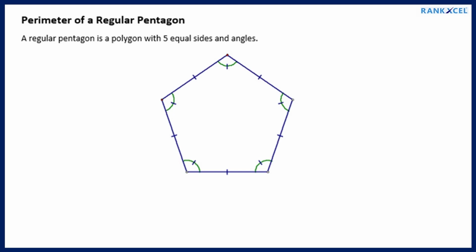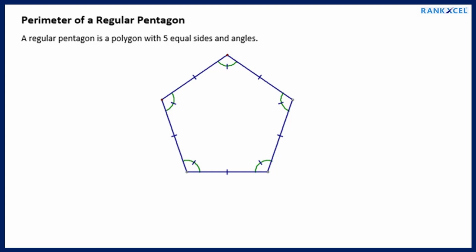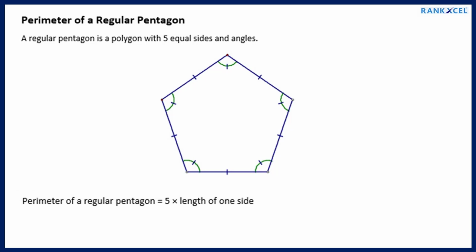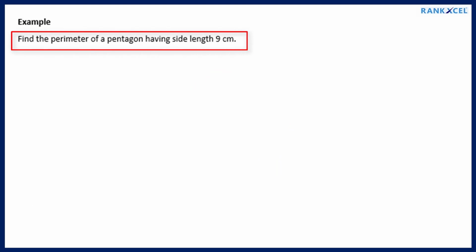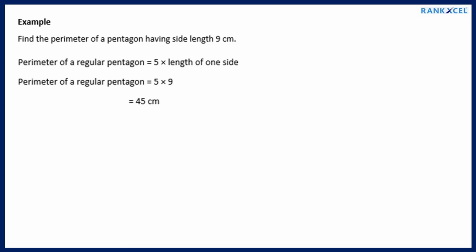Perimeter of a regular pentagon. A regular pentagon is a polygon with 5 equal sides and angles. Perimeter of a regular pentagon equals 5 times length of one side. Example. Find the perimeter of a pentagon having side length 9 centimeters. Solution. Perimeter of a regular pentagon equals 5 times length of one side. Perimeter of a regular pentagon equals 5 times 9 equals 45 centimeters.